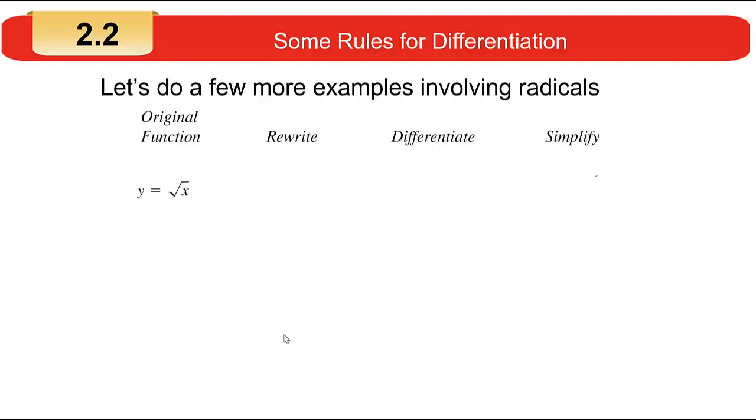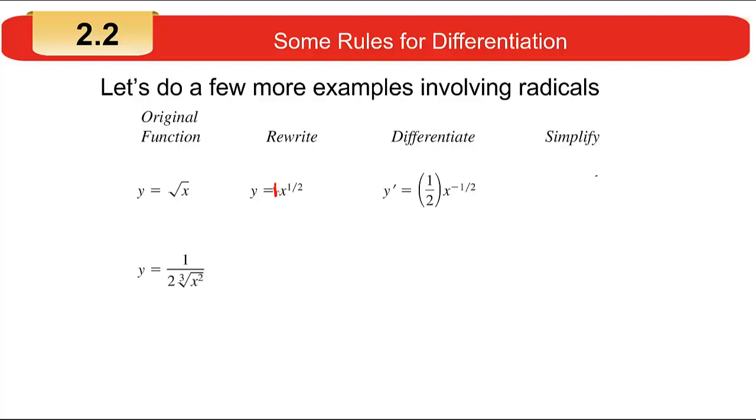Let's start off with the function y is equal to the square root of x. Well, remember, that's just x to the 1/2, and the power rule says you multiply the coefficient, and again, you can think of that as being an understood 1 times 1/2, and then you reduce the power by 1, and so you end up with 1/2 times x to the minus 1/2. And that really doesn't need simplifying. WebAssign accepts that as a perfectly good answer. If you wanted to simplify it, get rid of the negative exponent, turn it back into a radical, WebAssign would also accept that, but WebAssign does not force you to simplify any further than that.